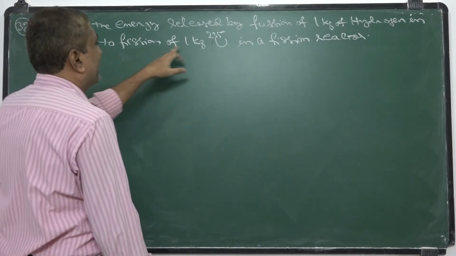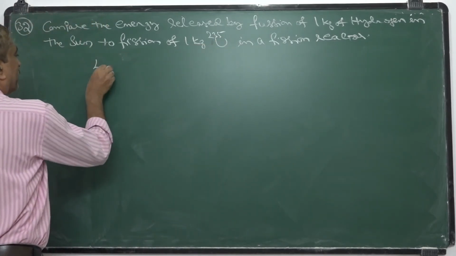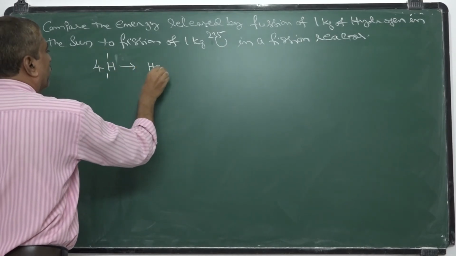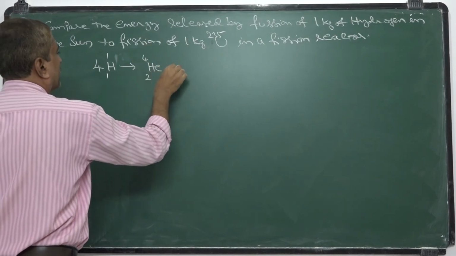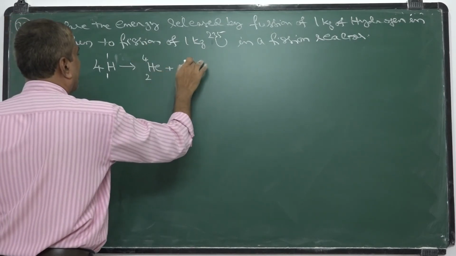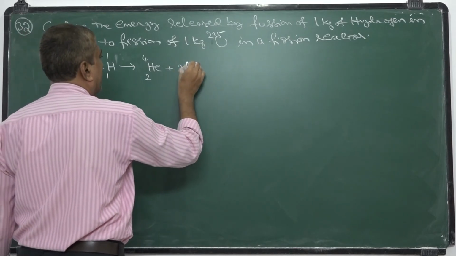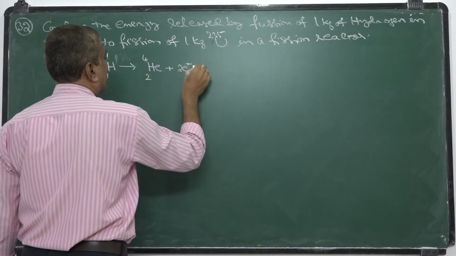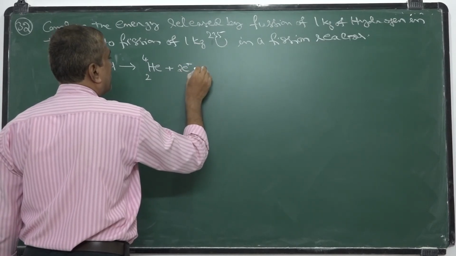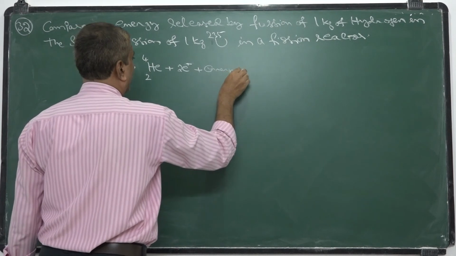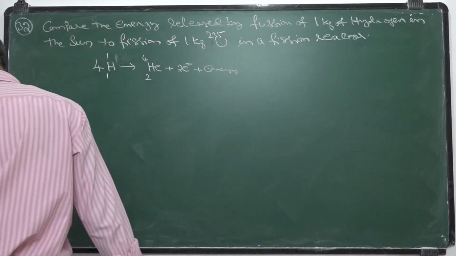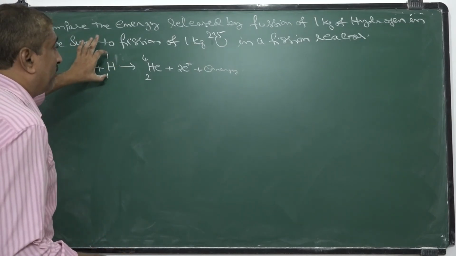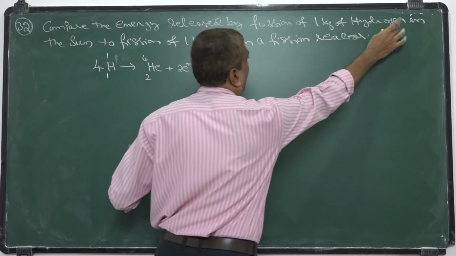What is the fusion reaction in the sun? 4 H1 1 gives He 2 4 plus 2 positrons plus energy. This is the amount of energy released. So first we have to calculate the number of atoms in 1 kg of hydrogen.